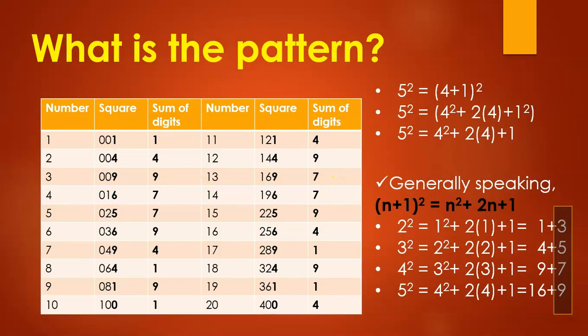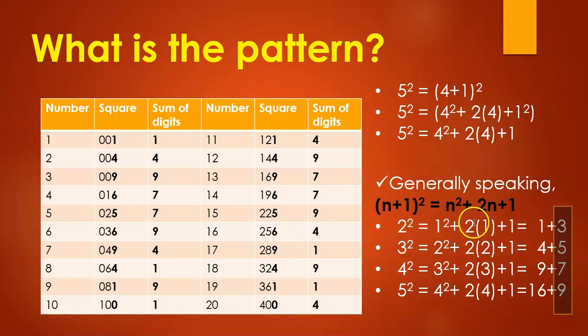Alright, and now we are trying to find out what is the underlying pattern for a perfect square. So let's take, for instance, 5 squared. 5 squared can also be written as (4 plus 1) squared, right? And then we know (a plus b) squared is nothing but a squared plus 2ab plus b squared. So applying that formula, we get 5 squared is 4 squared plus 2 times 4 plus 1. So in general, the formula becomes (n plus 1) squared is nothing but n squared plus 2n plus 1.